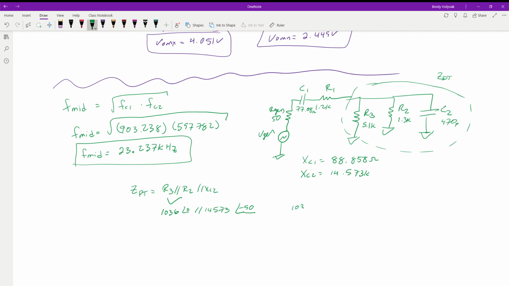So I have the 1036 at 0 multiplied by the 14573 at negative 90, and then those are going to be added together. Remember, this is 1036 plus j of 0, and this is 0 minus j of 14,573. We can combine those together real quick. Then we're going to convert this into polar, and that value is 14,577, right?